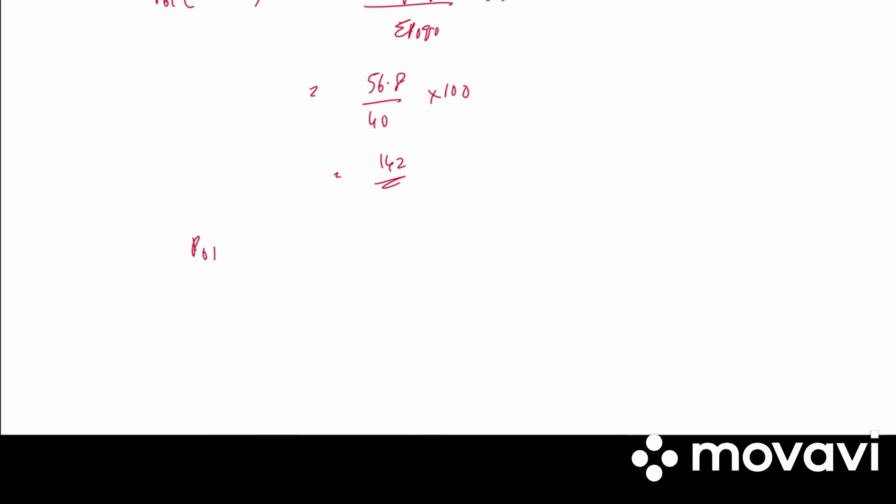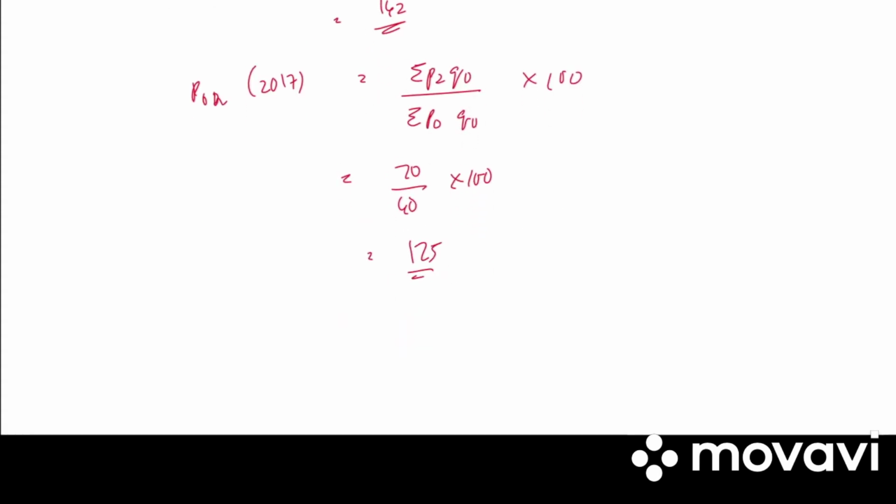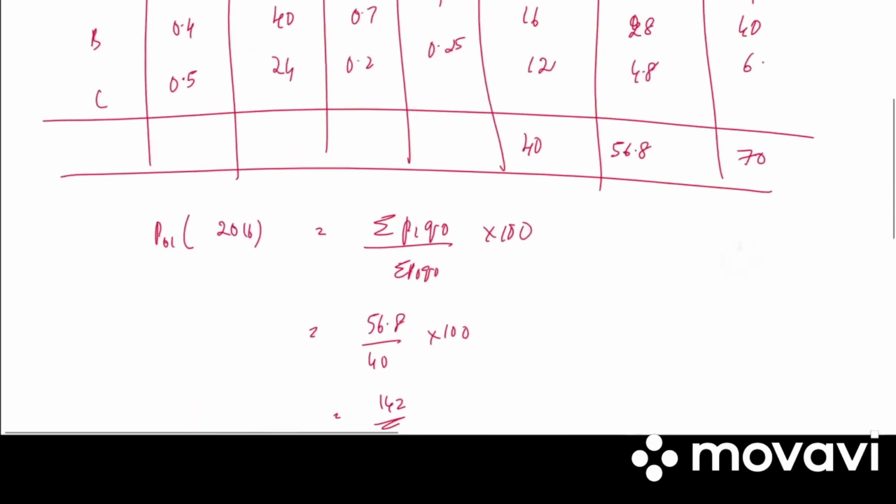Next we need to find P02 of 2017: summation P2 Q0 divided by summation P0 Q0 into 100. 70 divided by 40 into 100, that is 175. Clear? Next we need to find Paasche's price index.